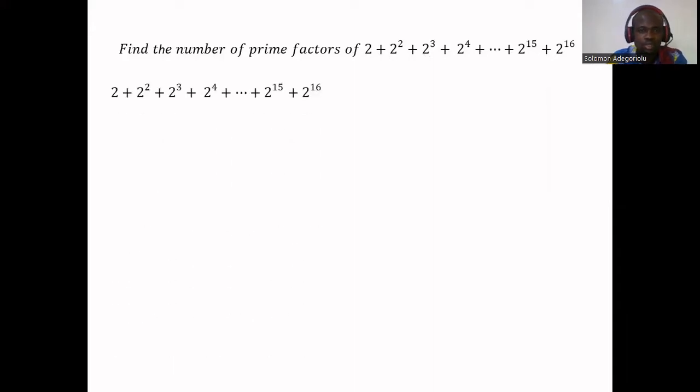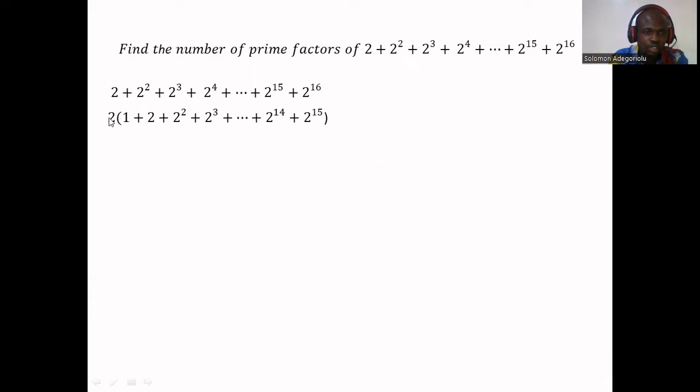To simplify this to get the prime factors, we look at the common factor here. What is the common factor? The common factor here is 2. Taking the common factor out, we're going to have 2 into bracket 1 plus 2 plus 2 raised to power 2 plus 2 raised to power 3 plus 2 raised to power 4 and up to 2 raised to power 15.